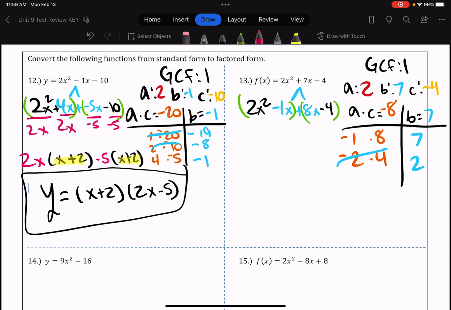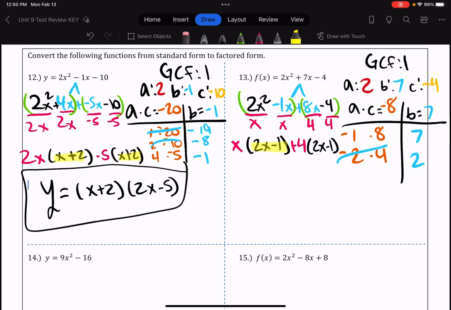My greatest common factor between 2x squared minus 1x is going to be an x. So I'm going to factor out that x, leaving me with 2x minus 1. My greatest common factor between 8x minus 4 is 4. I'm going to factor out the positive 4, which also leaves me with 2x minus 1. Those expressions in the parentheses are the same thing. So my factored form here is that f of x is equal to x plus 4 multiplied by 2x minus 1.